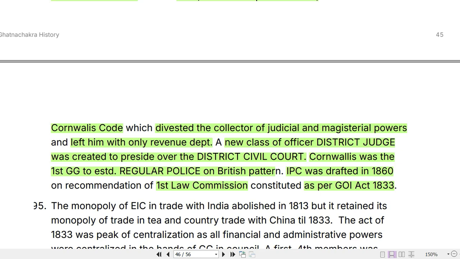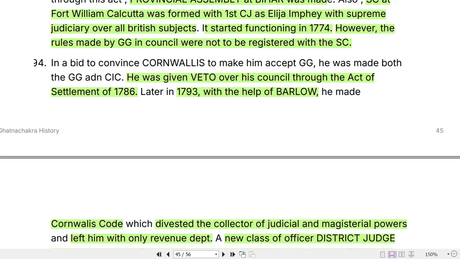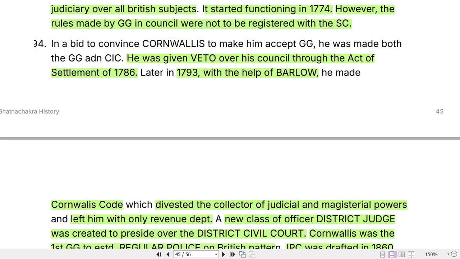So the Cornwallis Code was made with the help of Barlow. I think that was in 1793, and the Cornwallis Code divested the collector of his magisterial as well as judicial powers. Now the collector only dealt with the revenue department, and for the judicial functions, a new class of officer called the district judge was created, who was the head of the district civil court and used to preside over it.